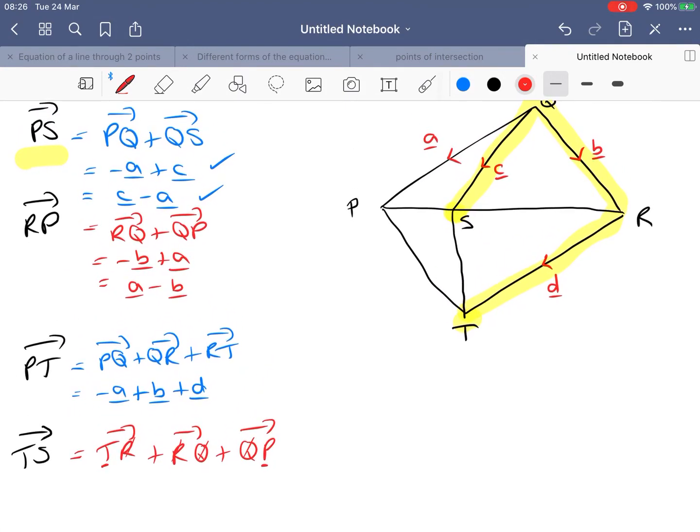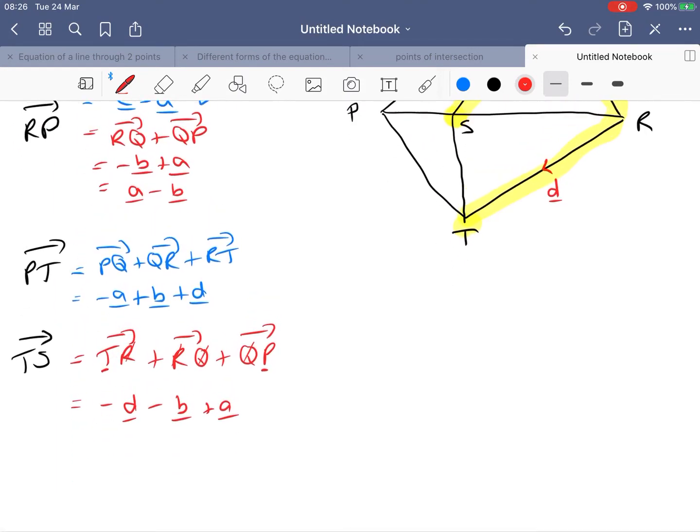So T to R, going in the opposite direction of that vector, so it's minus D. R to Q, again going in the opposite direction, so it's minus B. And Q to P is plus A. So I would write that as A minus B minus D.